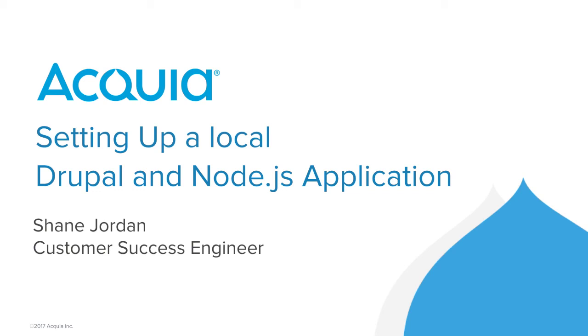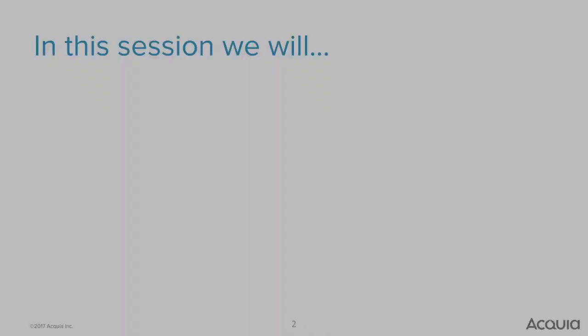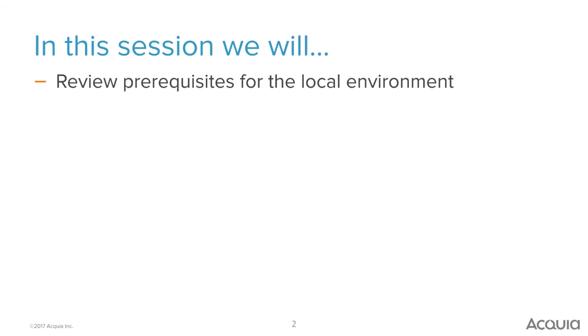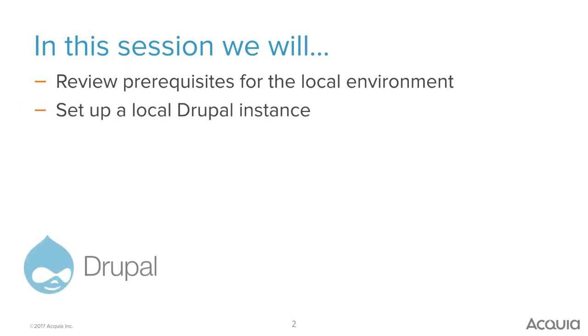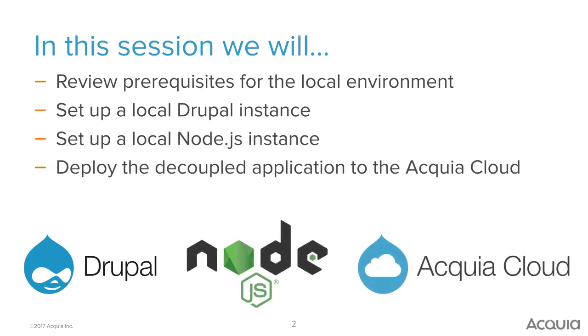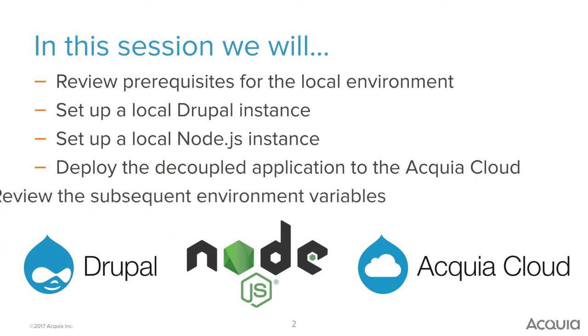In this tutorial, we're going to discuss setting up a local Drupal and Node.js application. The agenda for this tutorial will be to go over the prerequisites for a local environment, setting up a local Drupal instance, setting up a local Node.js instance, deploying the application to the Acquia Cloud, and environment variables.